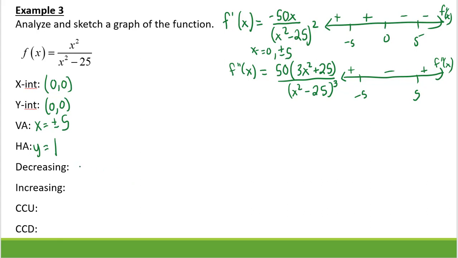So I'm decreasing, now this is key, I'm decreasing from 0 to 5. 5 is not in the domain, so I have to break this decreasing up. And then 5 to infinity. Negative infinity to negative 5. And there are parentheses because 5 isn't in the domain, or negative 5 in this case.